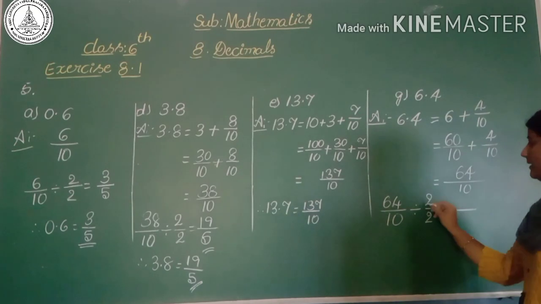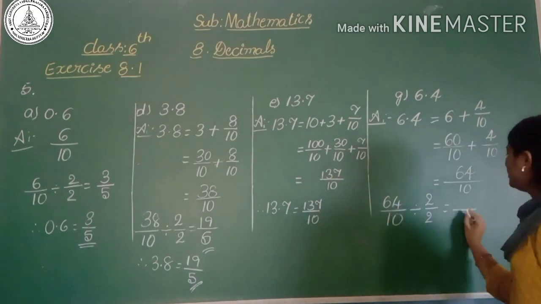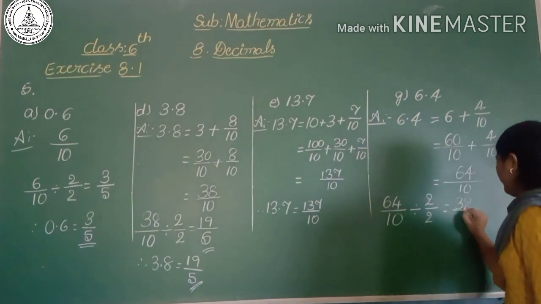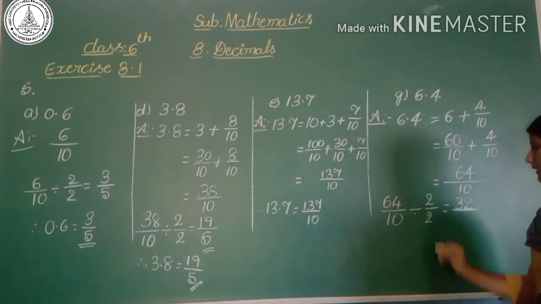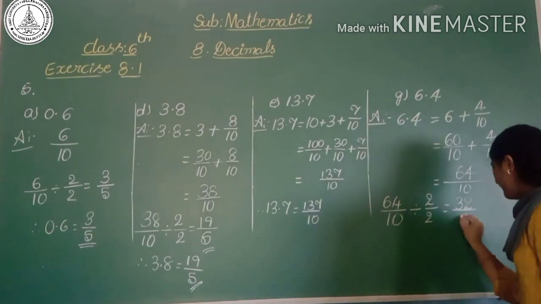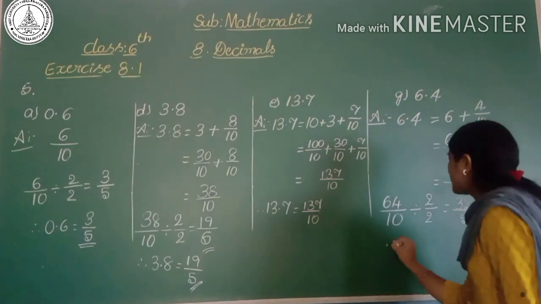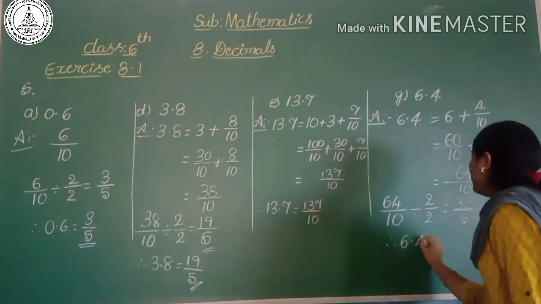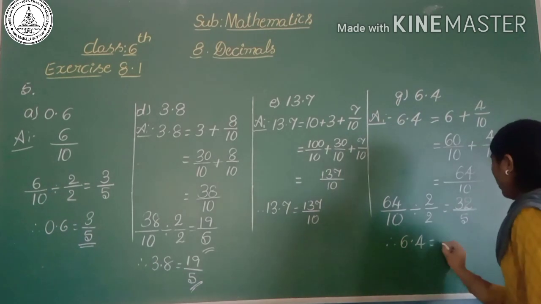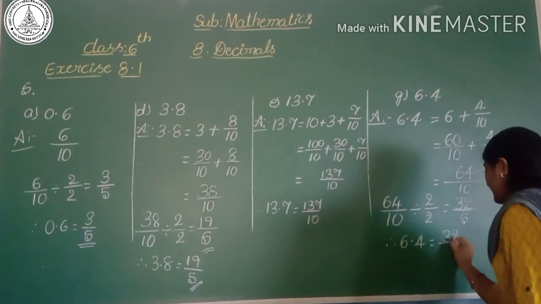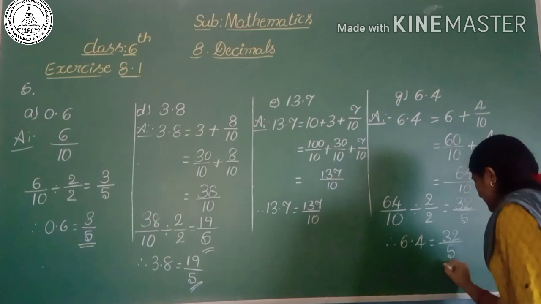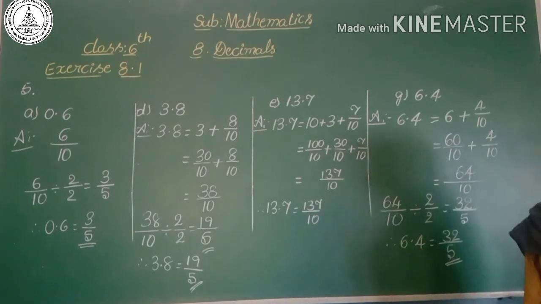See, 2 times how much is 64? 2 times 32 is 64. Then 2 times how much is 10? 2 times 5 is 10. Therefore, 6.4 can be written in fractional form, and the simplified form of the decimal is 32/5.